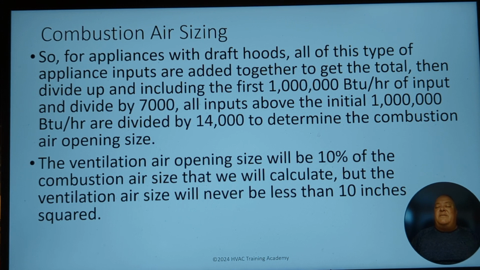All of the inputs above the initial million are going to be divided by 14,000 to determine the combustion air opening size. The ventilation air opening size, or that upper size, remember, under 400,000 we said they were going to be the same size. They were both 125 square inch openings. When it comes to above 400,000, you're going to calculate the lower combustion air opening size. Your ventilation air opening will be 10% of the combustion air opening size. We'll talk a little bit more about that coming up.